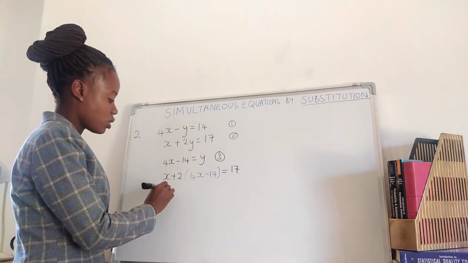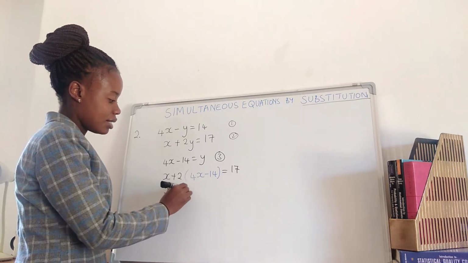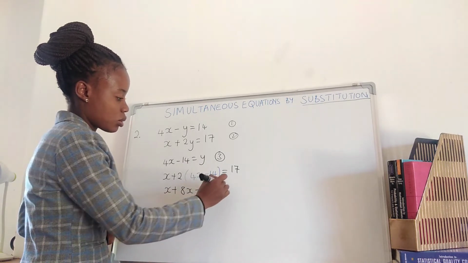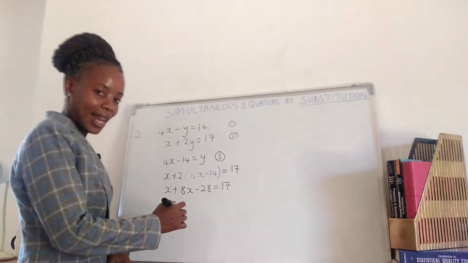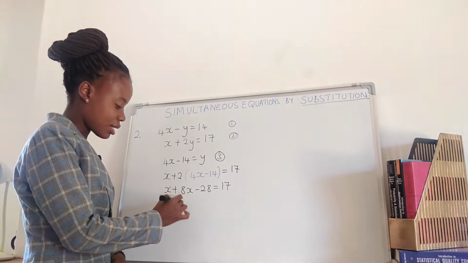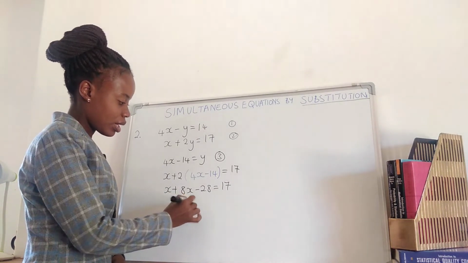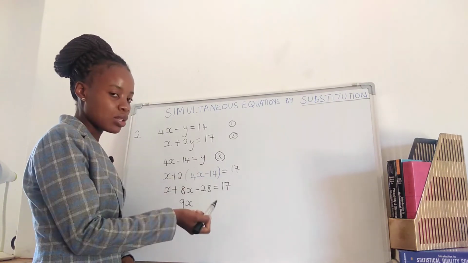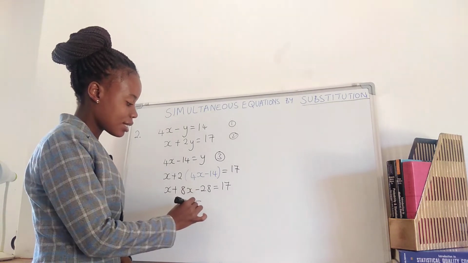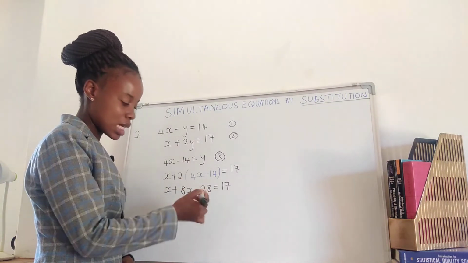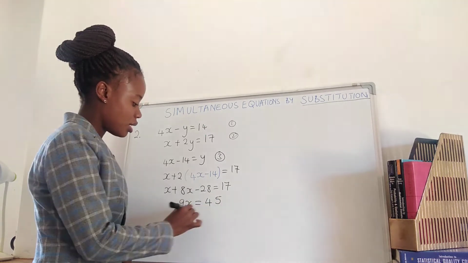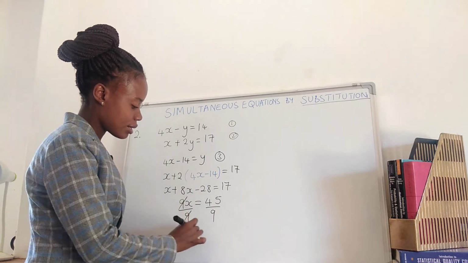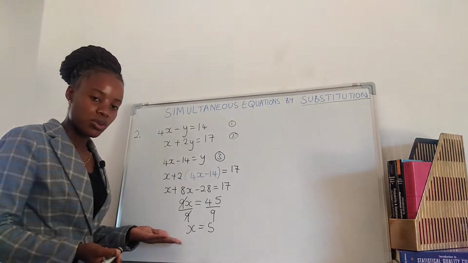We're going to remove brackets. We're going to have x plus 8x minus 28 equals 17. We collect like terms, so we're going to have x plus 8x, which is 9x, and we're going to take our negative 28 to the other side, and when it goes to the other side, it's going to be positive. So 9x equals 17 plus 28, which is 45. Okay, then we divide by 9 on both sides. Then our x is going to be 5. We managed to find our x.